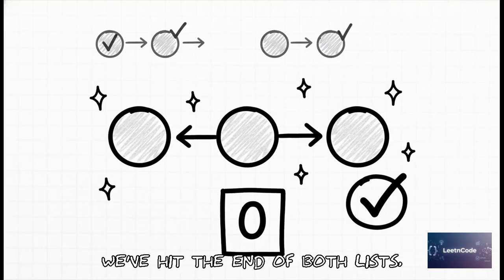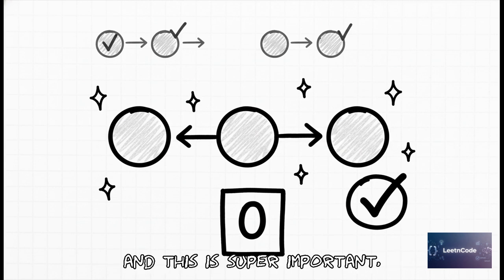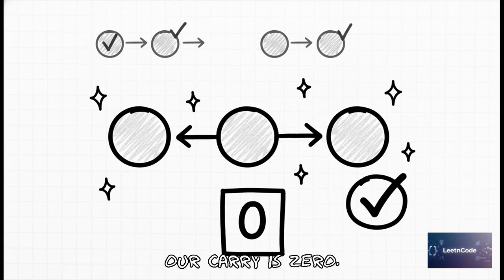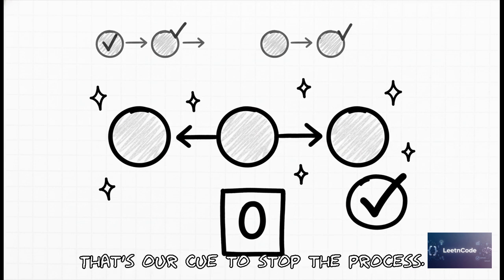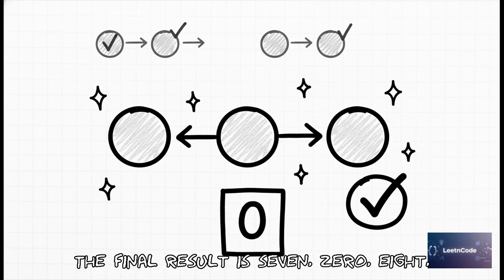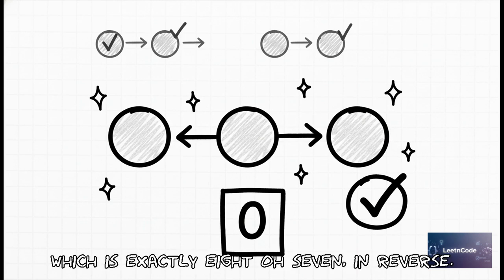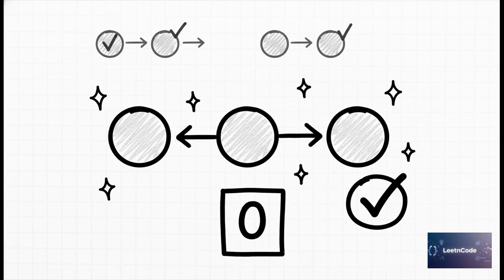And there we have it. We've hit the end of both lists, and this is super important. Our carry is 0. That's our cue to stop the process. The final result is 708, which is exactly 807 in reverse.